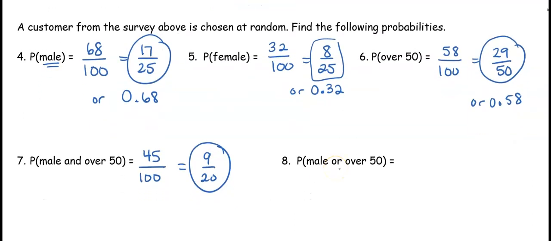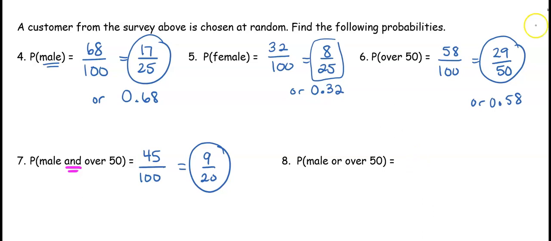Male or over 50. Okay, so let's see this. This said it had to be both. It had to be male and over 50. It couldn't be one or the other. Now it says male or over 50. So it's one or the other. So if I'm looking back up there, it could be over 50.